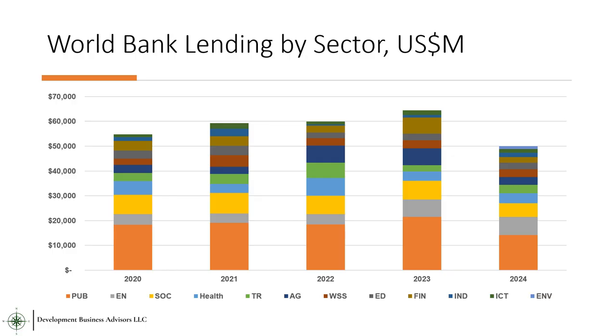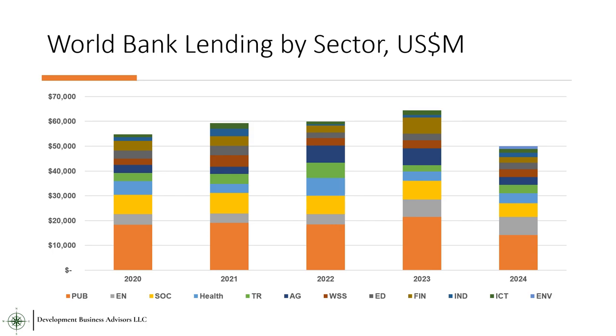The environment is a specialized sort of carve out sector within energy. All of the energy lending will be renewable energy these days. The World Bank does not finance coal or oil and gas anymore. It used to do that and no longer does.